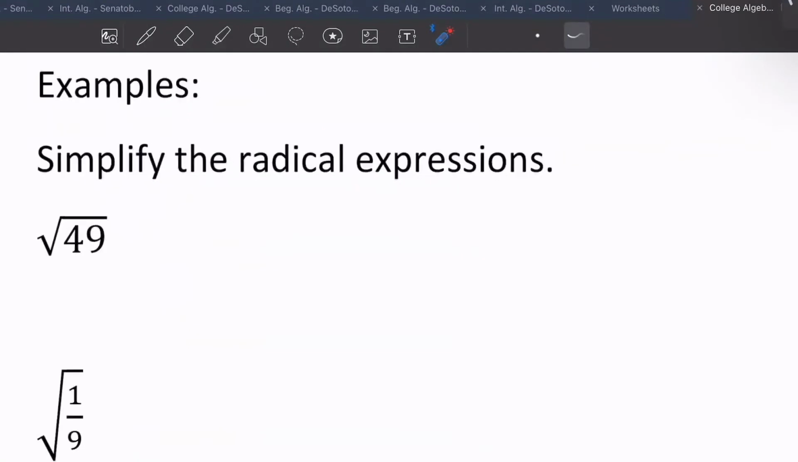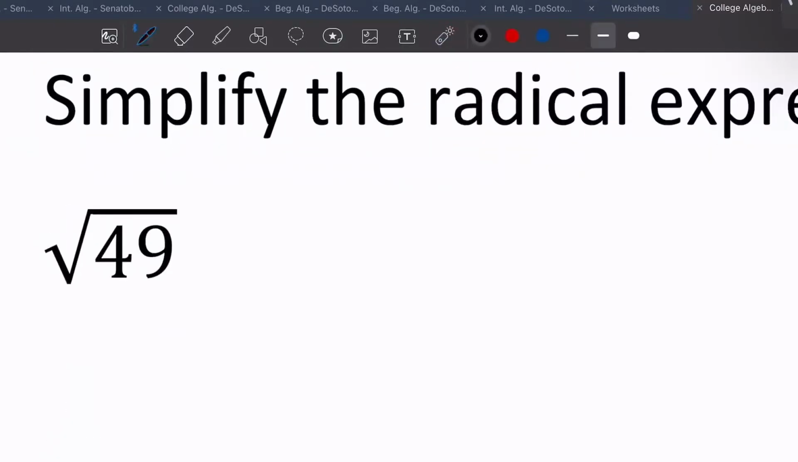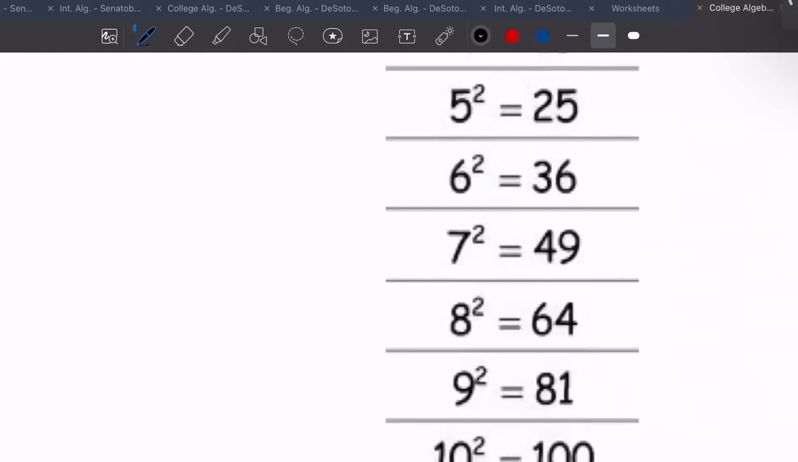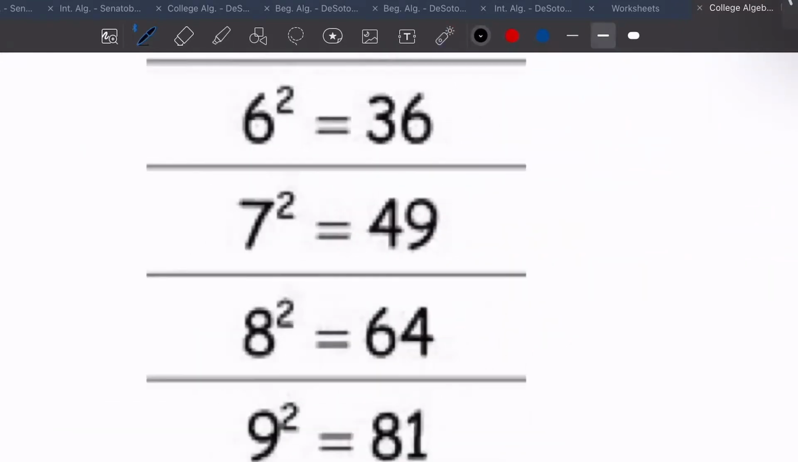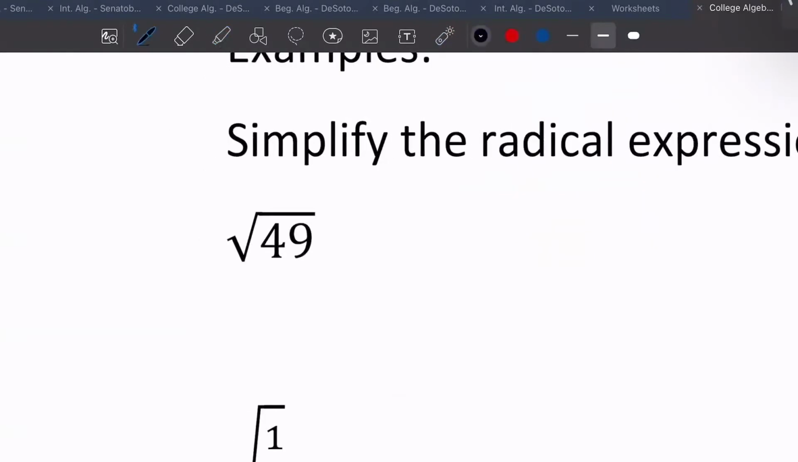So if we had examples and we needed to simplify the radical expression, and we had something like the square root of 49, well, we can go over to our list of squares and we have 7 squared equals 49. So that means that the square root of 49 equals 7 because 7 squared equals 49.